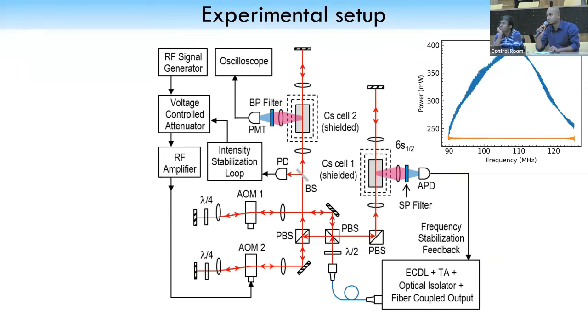We take some laser beam from here and detect that power with a photodetector, and that gives the input of our feedback loop. This feedback loop controls the RF input that we are giving to this AOM. If we give more RF power to the AOM, then the transfer efficiency of this AOM will be larger. This circuit controls what the RF input to the AOM should be. There is a voltage controlled attenuator.